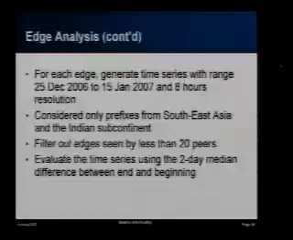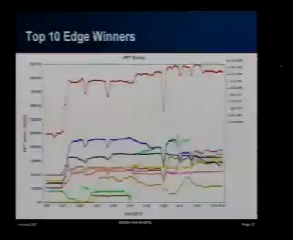So for each edge, we generate a time series with a range, as I said, from the 25th of June to the 15th of January, at an 8-hour resolution, just for graphing purposes. We only considered prefixes from Southeast Asia and the Indian subcontinent. We filtered out all edges seen by fewer than 20 peers, not because those aren't interesting, but because they're probably not globally significant. If you've got 165 monitoring sources and only 19 of them view a particular adjacency, we just threw it out. And then we evaluated the time series using the 2-day median difference between the end and the beginning.